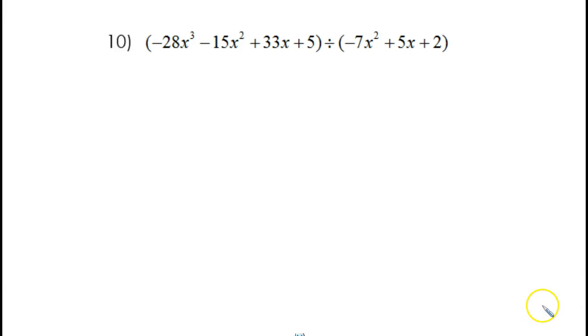For number 10, I encourage you to pause the video, try this problem on your own if you aren't already doing that with these guys, and see if you can get it right, and then start the video back up and check your answer.